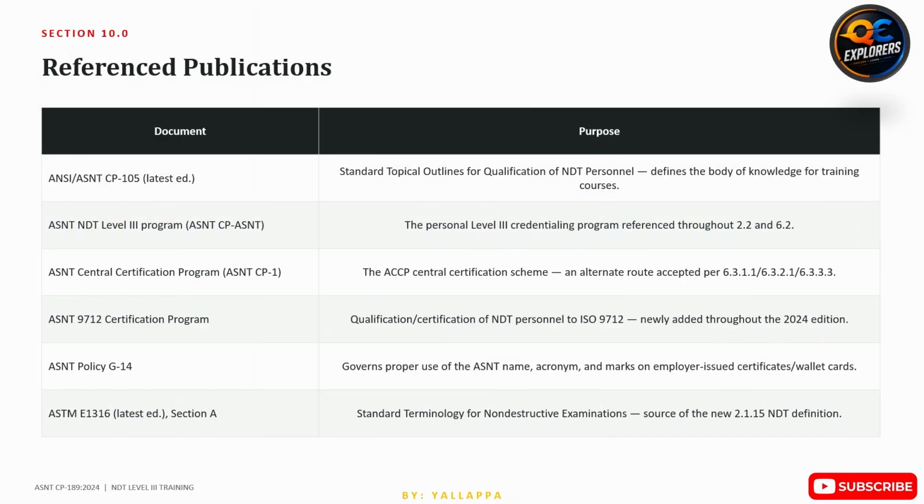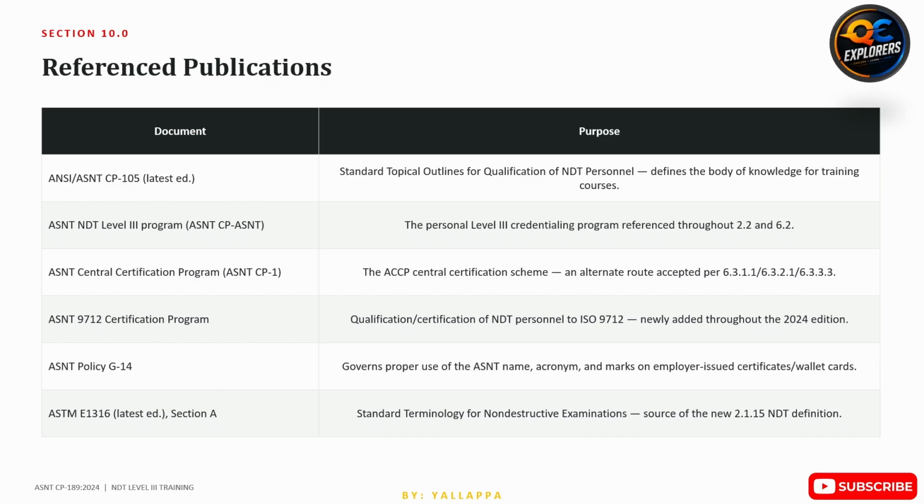As we reach the final technical section of ASNT CP-189 2024, let's review the key referenced publications. These documents form the technical foundation that supports the requirements throughout the standard. The first reference is ANSI/ASNT CP-105, which provides the standard topical outlines used to develop NDT training courses. Whenever CP-189 specifies training requirements, the course content is expected to align with CP-105.